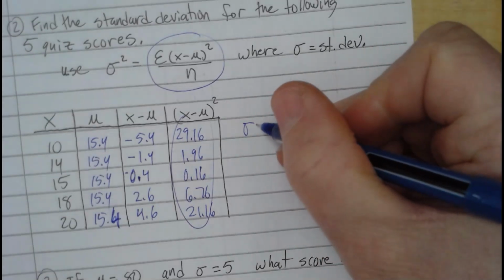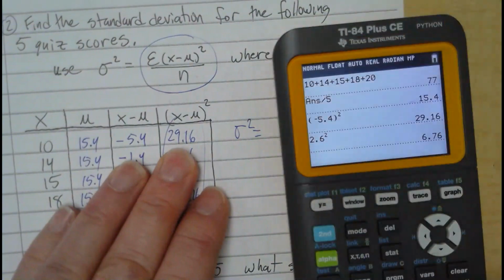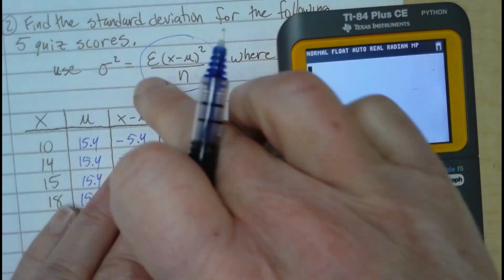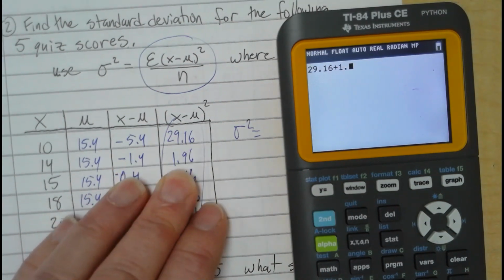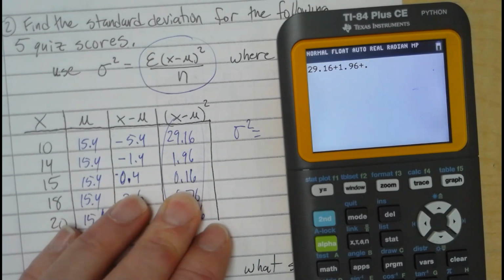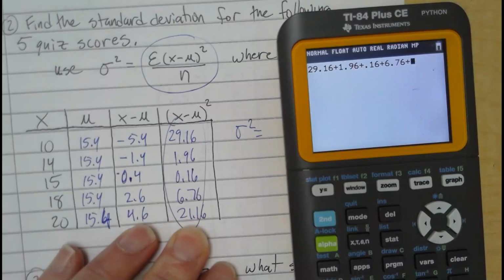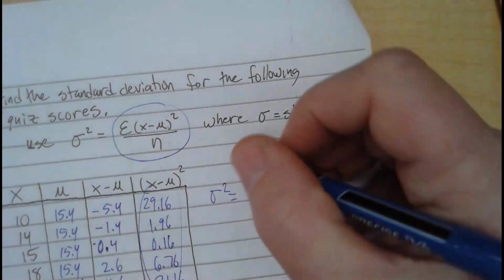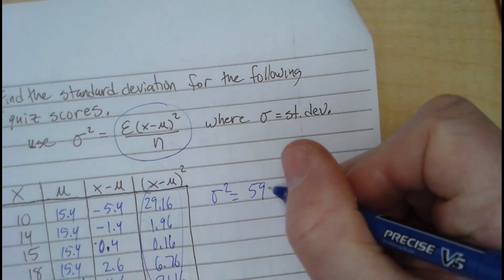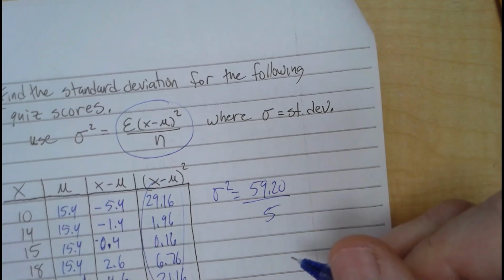So the sigma squared is variance. And you're going to add all these up, because that's summation, that's the sigma right there, that means summation. So we go 29.16 plus 1.96 plus 0.16 plus 6.76 plus 21.16 equals 59.20. We're going to divide that by 5. And that would be our variance.